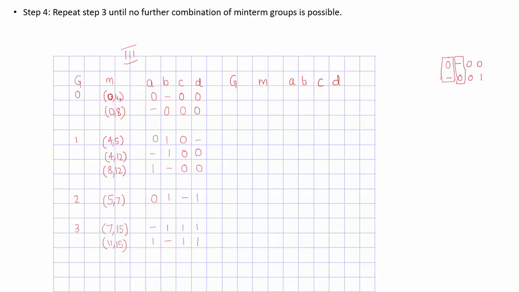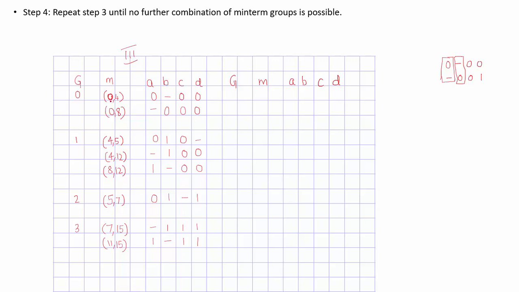First I have to compare 0, 4 with 4, 5. Now B is dash here and D is dash here. So these two differ by more than 1 bit. You can see that B is dash, B is 1, D is dash and D is 0. So if we start comparing from the dash position, it will be easier for us to compare. Next I'll compare 0, 4 with 4, 12. B is dash and A is dash. So these two will obviously differ by more than 1 bit.